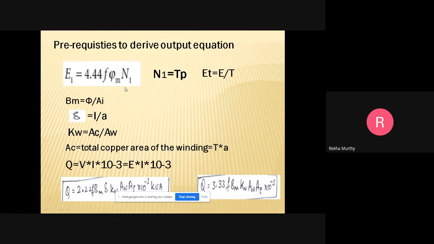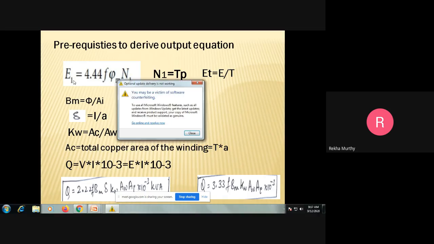So let us move on to this basic formula. All of you take it down. This is a prerequisite to derive the output equation. If you are aware of this, you can derive the equation for around 6 marks. What is that equation? This equation you have already learned in the basic transformer generator subject. So what is the EMF? E1 is equal to 4.44 F psi m N1. Can anybody tell me what is E1? Capital E1.